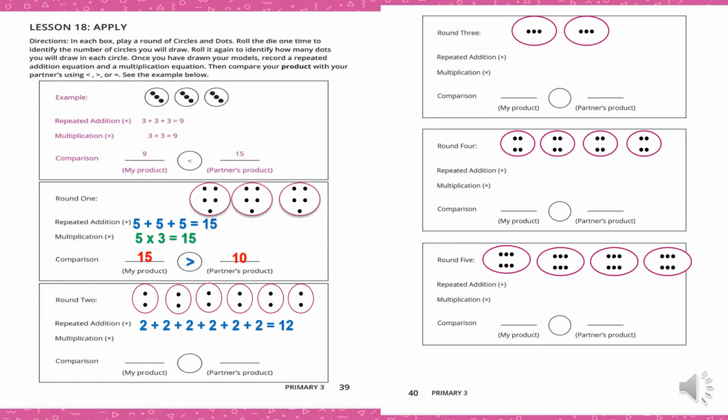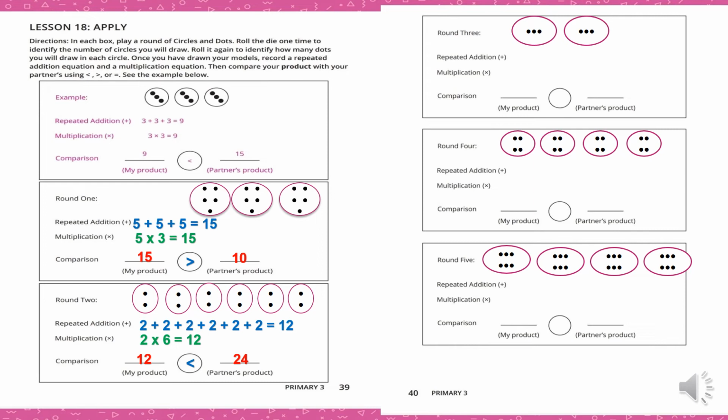Okay? By multiplication, I will ask myself, what is the number I repeat here? 2. How many times do I repeat 2? 6 times. So it will be 2 times 6 equals 12 also. So my product is 12, my partner's product is 24. So he is bigger.